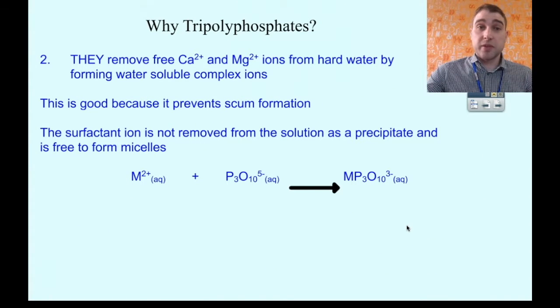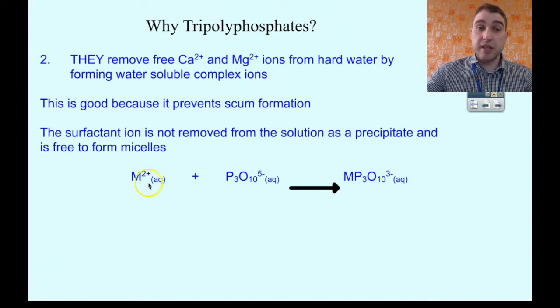Second reason why tripolyphosphates are handy is because they remove free calcium and magnesium ions from hard water. Remember, hard water has high concentrations of calcium and magnesium ions floating around in it. And this is good because by getting rid of the calcium and magnesium, we can prevent scum from forming. We talked before about scum being formed when you have soap reacting with calcium and magnesium ions. So by removing the calcium and magnesium ions, we're reducing the ability of scum to form.